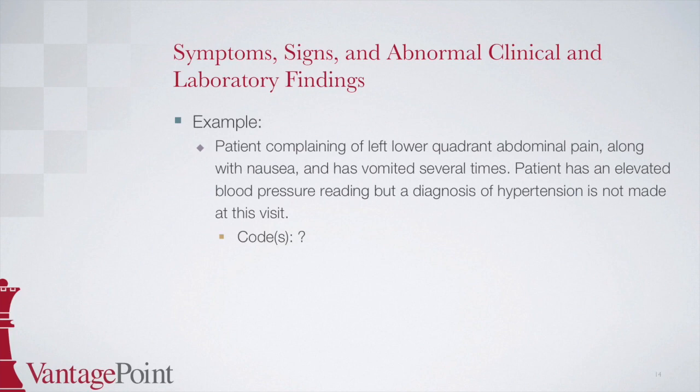For the last example, we have a patient complaining of left lower quadrant abdominal pain, along with nausea, and has vomited several times. Patient has an elevated blood pressure reading, but a diagnosis of hypertension is not made at this visit. How would you code this? Please pause the webinar to complete this example and then hit play to continue and learn the answer.